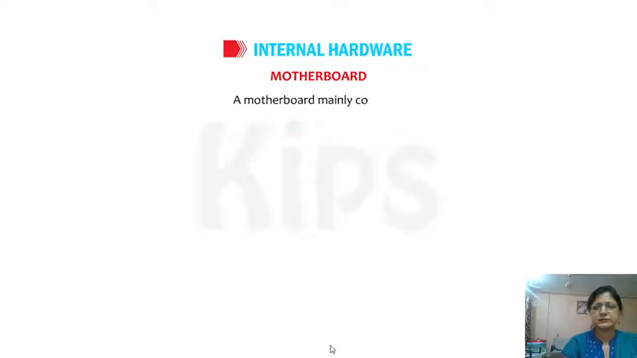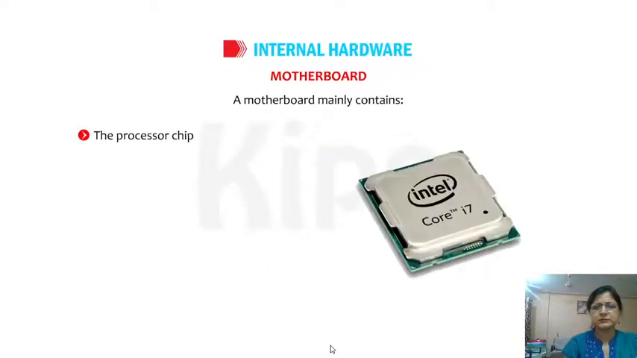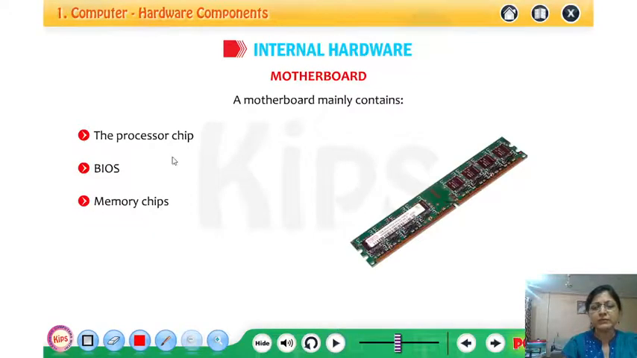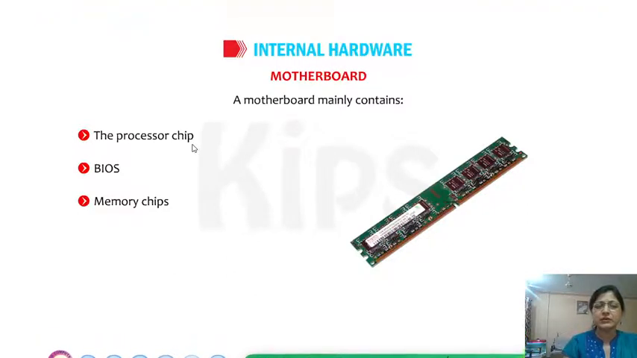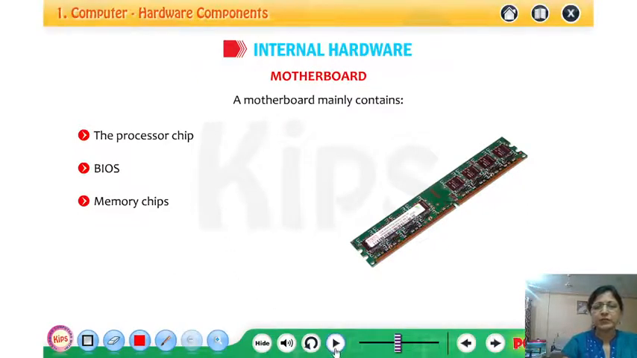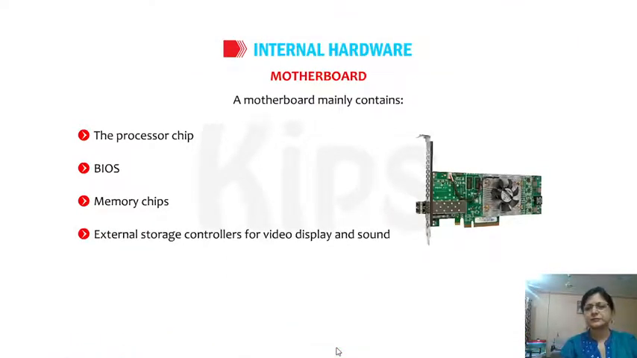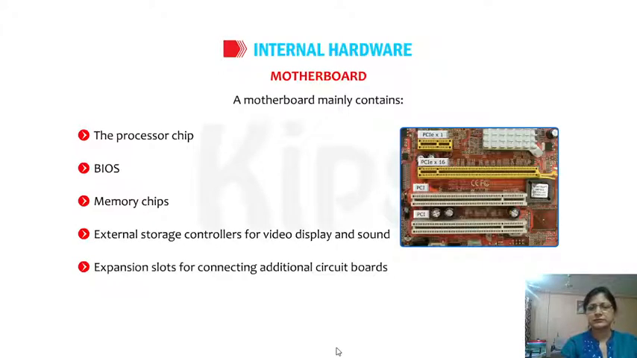A motherboard mainly contains the processor chip, which is the main chip of the motherboard. So the Intel chip, which you must have seen in the advertisements, is the processor chip, which is the main component of the motherboard. Then you have something called BIOS chips, external storage controllers for video display and sound, and expansion slots for connecting additional circuit boards.